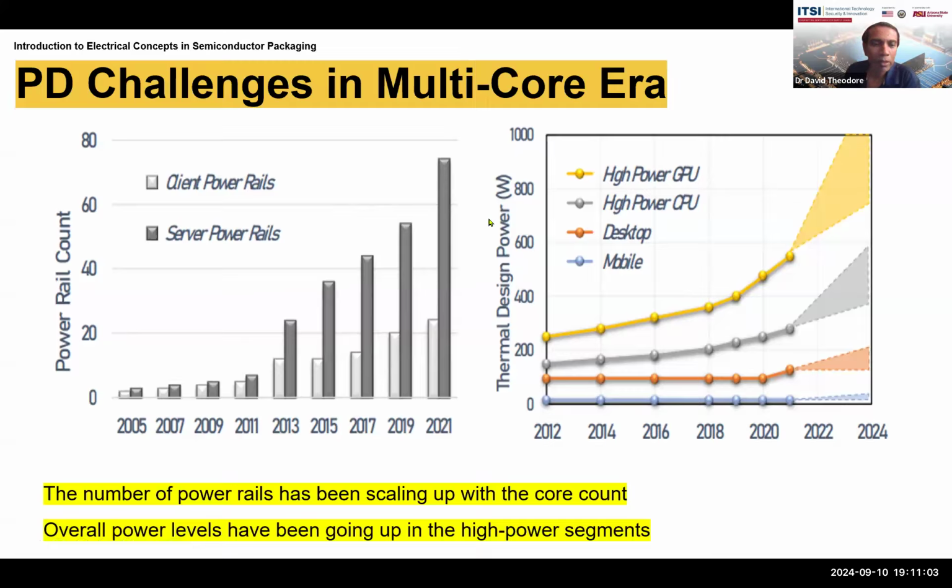So as for the power rails, that's one thing that's happening. The number of power rails has been scaling up with the core count, and the overall power levels have also been going up in the high power segments of the processing areas.